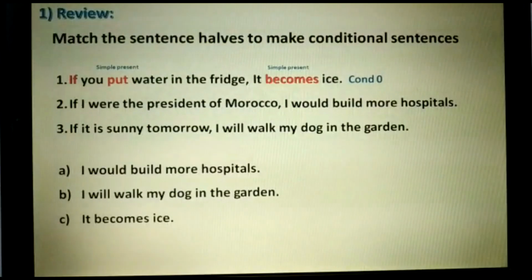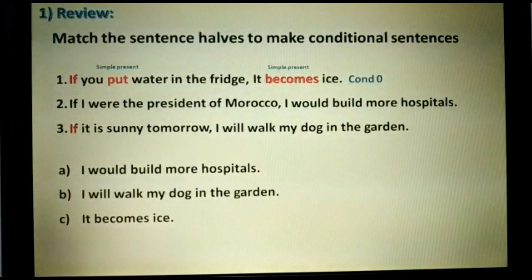When do we use conditional type 0? We use conditional type 0 to talk about things which are always true or things that always happen. For example, if you practice sports, you keep fit. If you add 2 to 3, you get 5. Okay? Move on to sentence number 3.